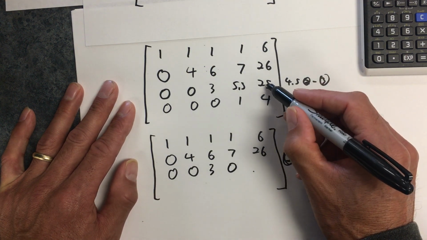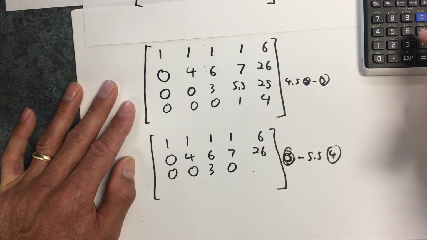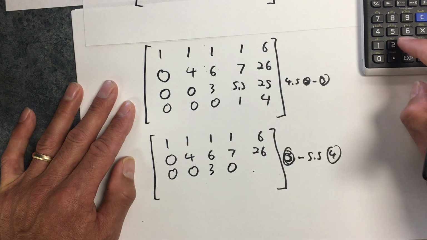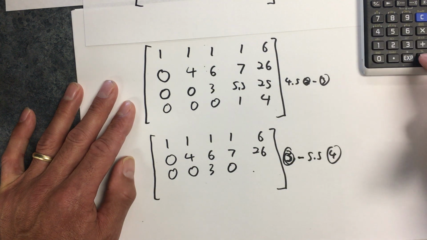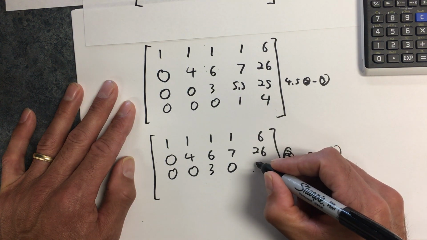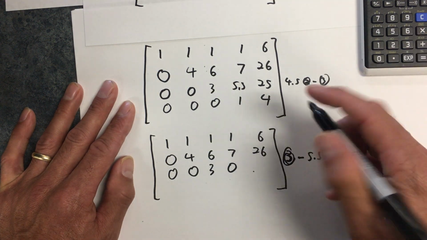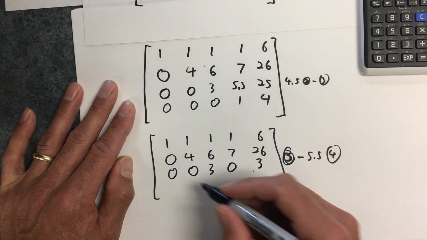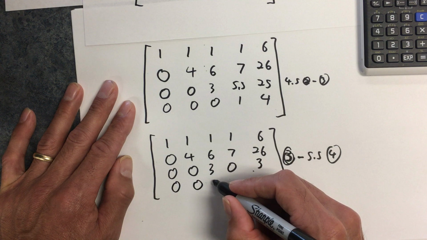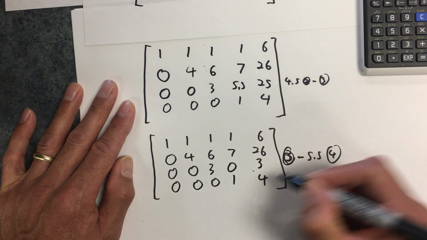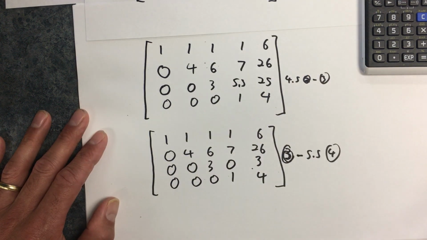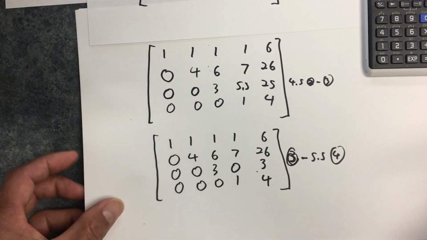And then I've got 25 minus 5.5 fours. So 5.5 fours is probably 22. Yeah. So I'm subtracting 22 from 25. That's going to give me 3. And finally, I've still got 0, 0, 0, 1, 4. Okay, so I just have a few more numbers to get rid of, and then we're done.